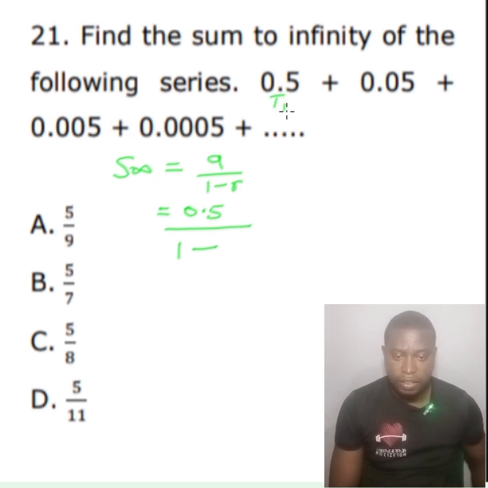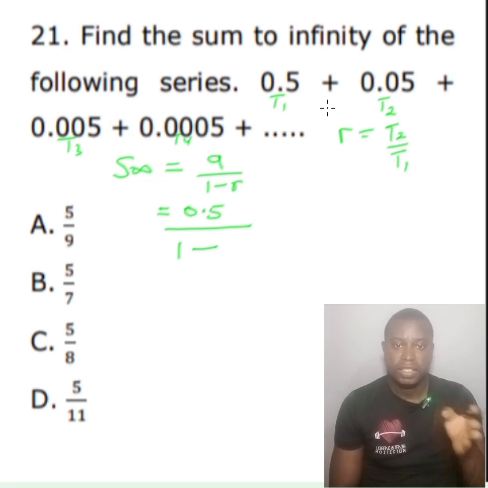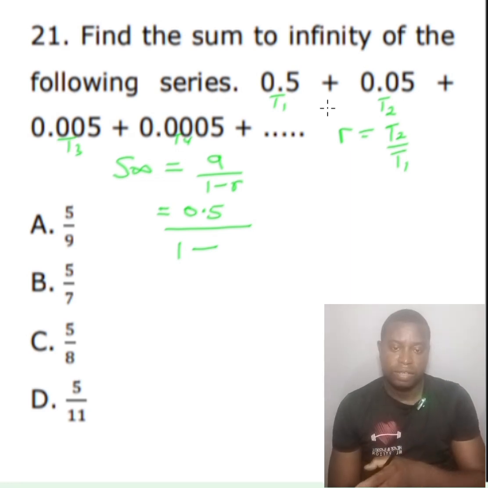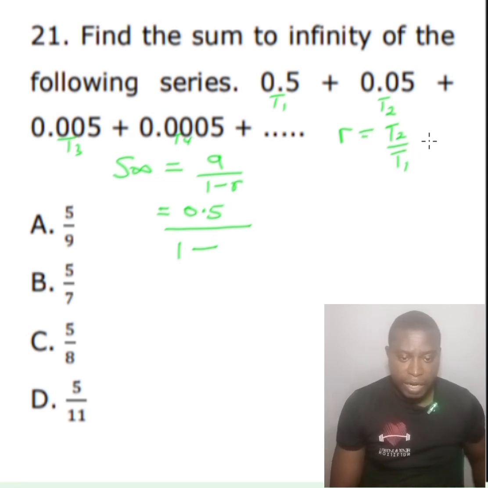Here is our T1, here is our T2, here is our T3, here is our T4. The common ratio is T2 over T1, or T3 over T2, or T4 over T3. I'm using the first two terms to determine my common ratio, so just place the second term on the first term. My second term is 0.05, so I'm dividing 0.05 by 0.5.